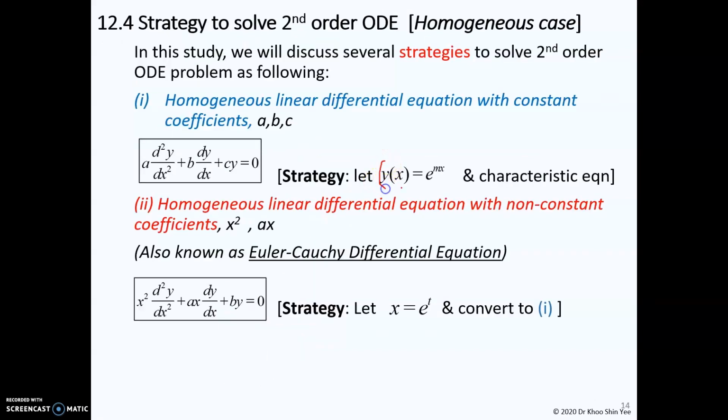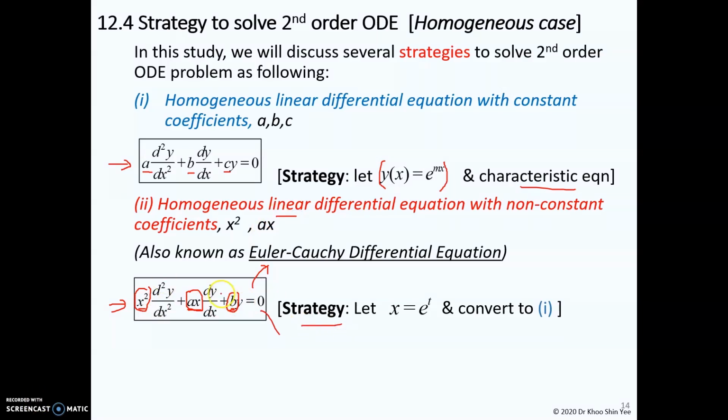So far, we have succeeded in using the exponential solution as well as the characteristic equation to solve the homogeneous ODE with the constant A, B, C coefficients here. In this case, we have a homogeneous linear ODE since the right hand side is equal to 0. But in this case, the coefficient here is no longer constant. It is x squared, ax, and b. So this is known as the Euler-Cauchy differential equation. So all of the coefficients here are functions of x, which is the independent variable. Therefore, this is still a linear ODE.